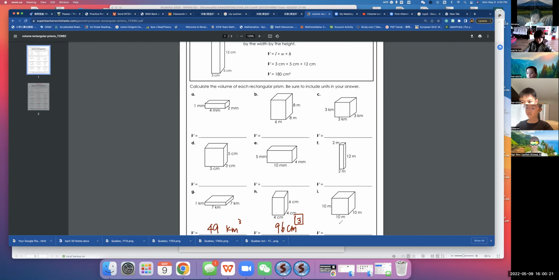Alexander, can you tell me what is the volume of this one? Hello, Alexander. 1,000 meters cubed. Very good. 1,000 meters cubed. Good job. Very good. Our students today are very good.